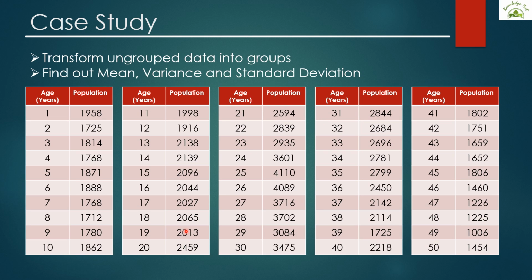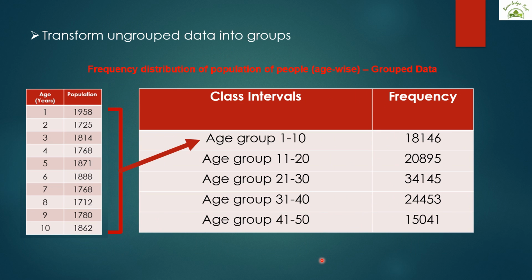We cannot interpret this data. We cannot bring some insightful information out of this data, and that is why this ungrouped data has to be grouped. Okay, so in the next slide, this is shown how we have grouped the ungrouped data or the raw data. So what I have done, I have grouped the data into 5 class intervals.